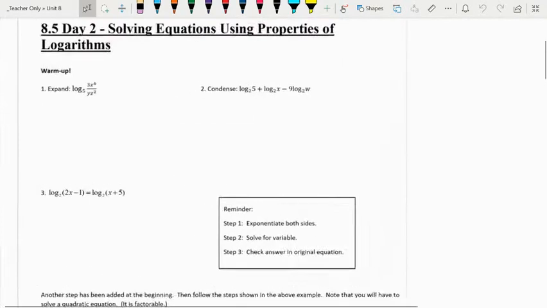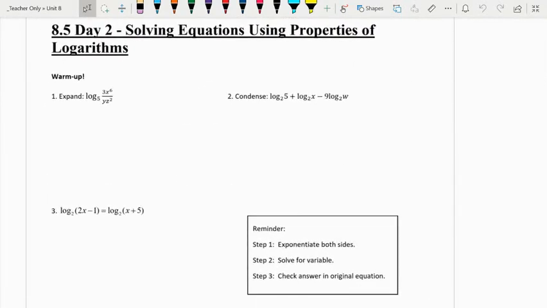For 8.5 day 2, I want to start off by doing number 1 and 2 as a warm-up. So please pause your video and take a look at those. You do need to understand how to do that before you get into today's stuff.